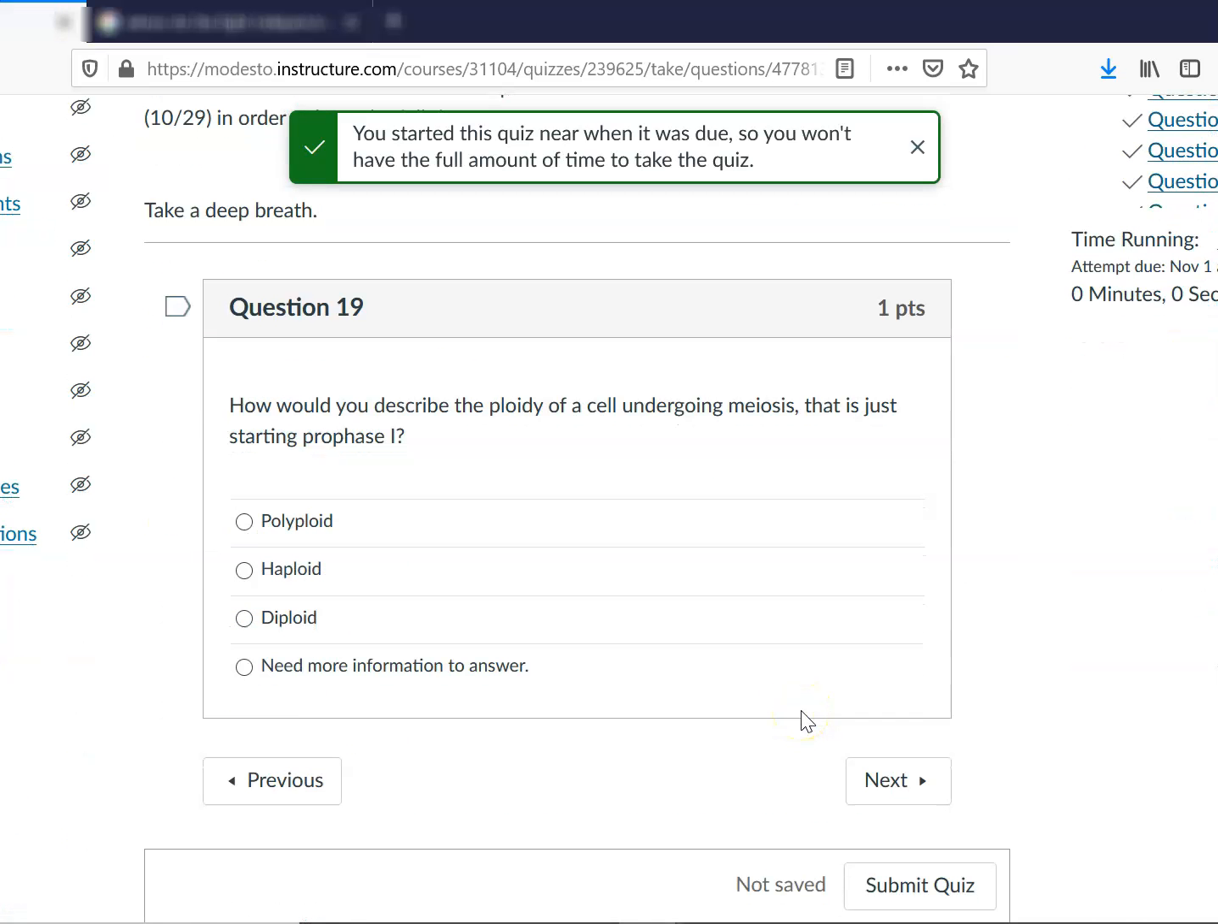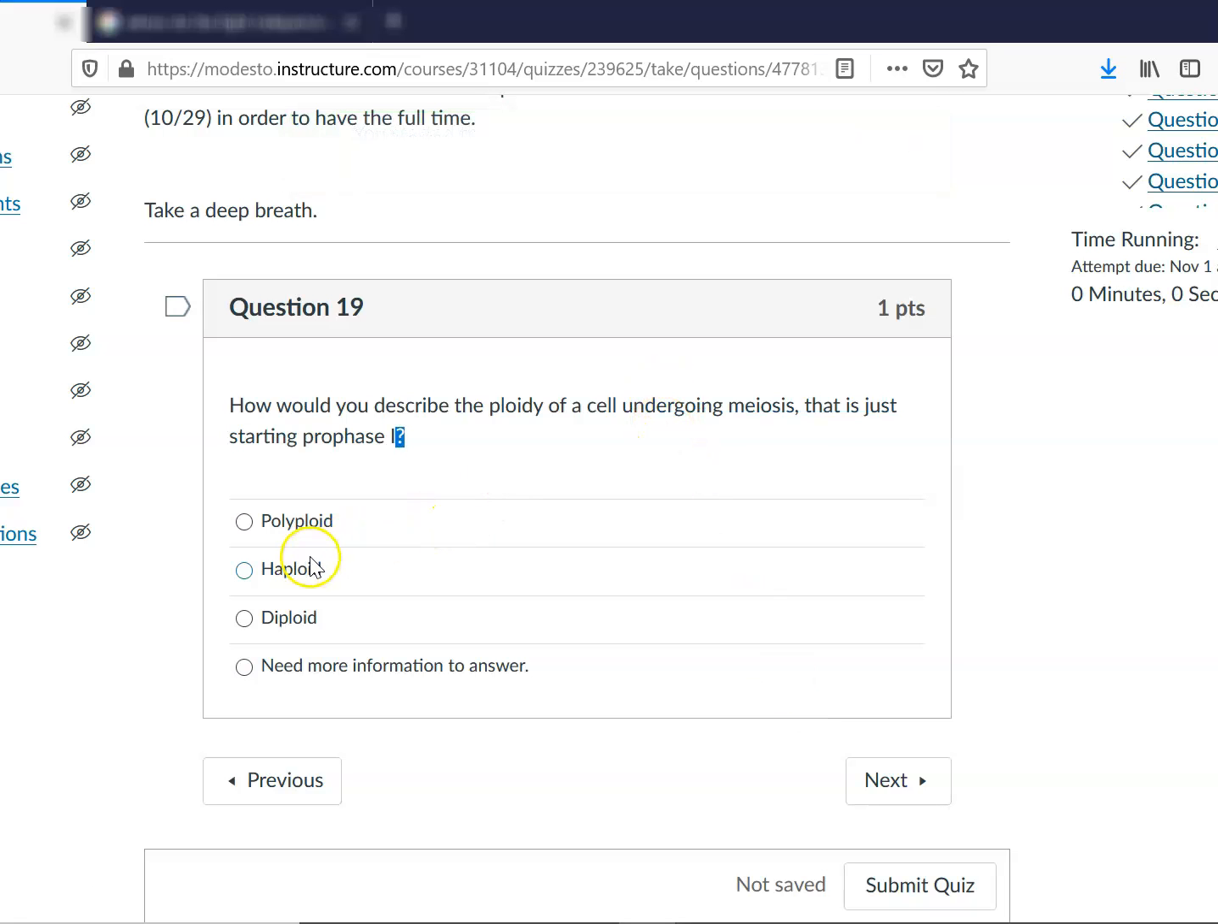How would you describe the ploidy, haploid or diploid, of a cell undergoing meiosis that is just starting prophase 1? That cell is still diploid. The sister chromatids haven't separated yet. The homologous chromosomes haven't separated yet. This is still a diploid cell.